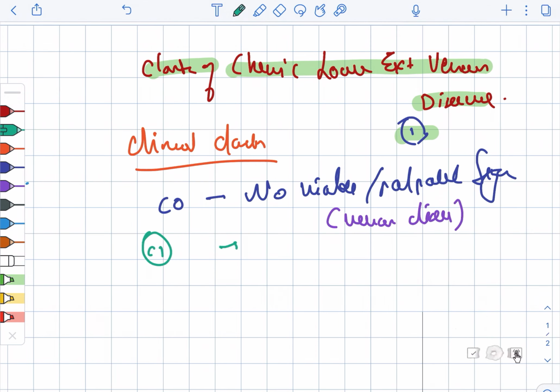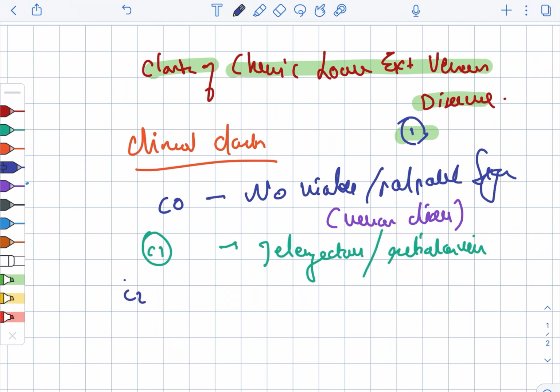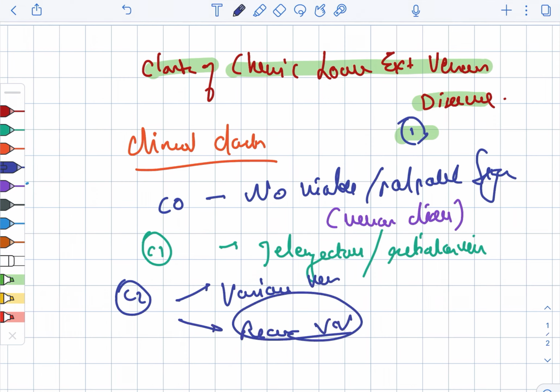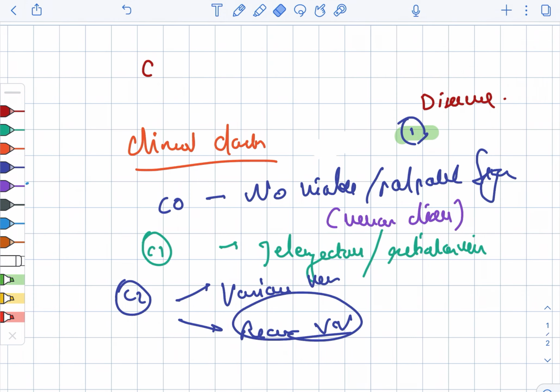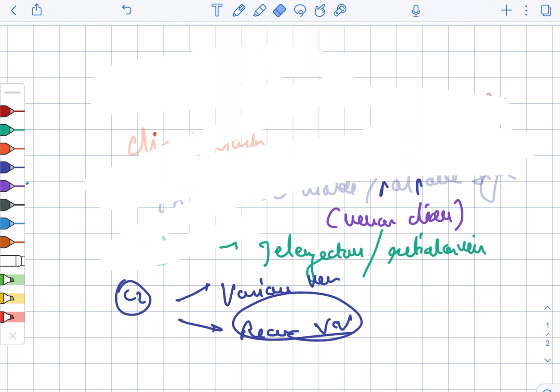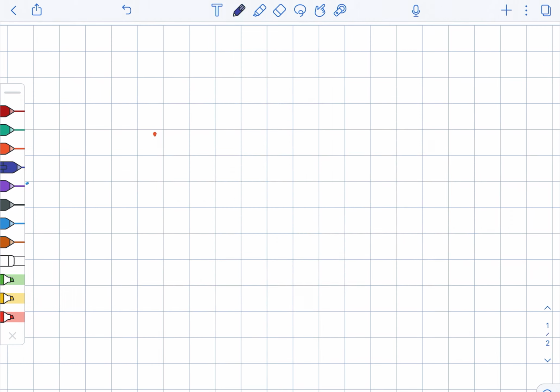In case of C1, there are telangiectasis or reticular veins. Now, moving on to C2. C2 includes the varicose veins as well as the recurrent varicose veins. Now, moving on to C3. Here the 3 looks like an E, so it is the edema. So C3 is associated with the edema.